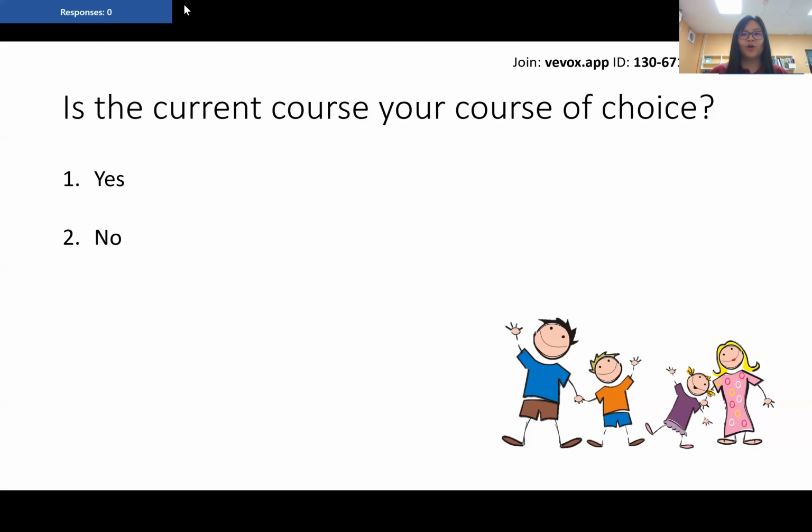Is the current course your course of choice? May I know? Can you please respond? You go to vvox.apps, using your mobile phone or whatsoever, and you click in the ID of this, and you can start to respond whether its current course is the course of your choice, or because you have not been offered about medical courses, then you choose here. So I will be seeing the response from the green button here. So I give you like 10 seconds to actually join this poll.